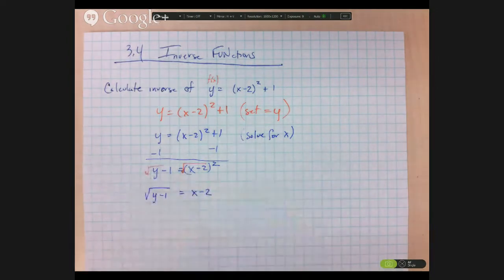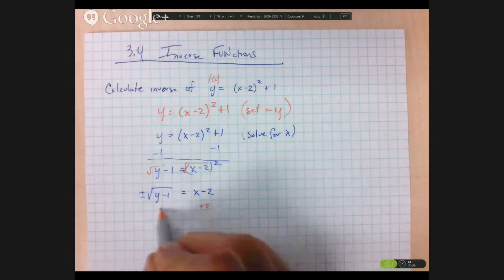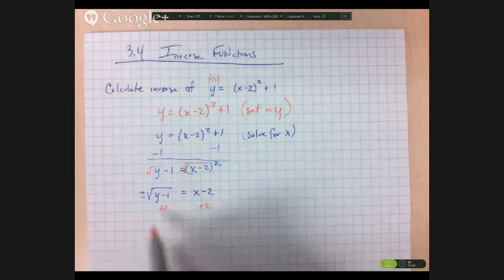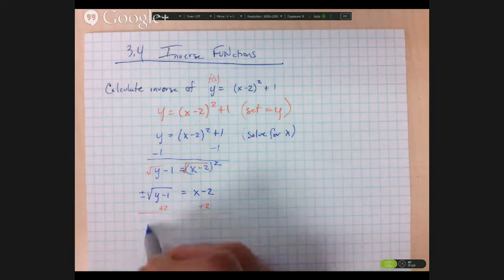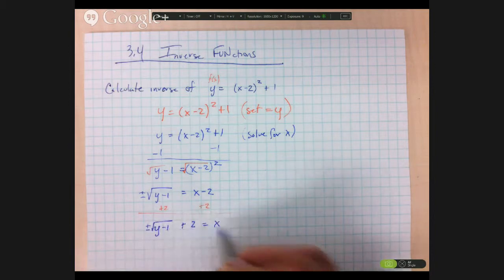Was what I wrote not quite correct? Do you remember? What do we have to put in front here? Plus or minus. Yep. The square root doesn't give us a negative case, so we have to account for that. Okay. And then, somebody, last step. Thanks, Zach. So we get positive or negative square root of y minus 1, plus 2 equals x.